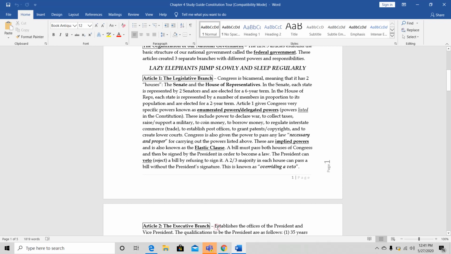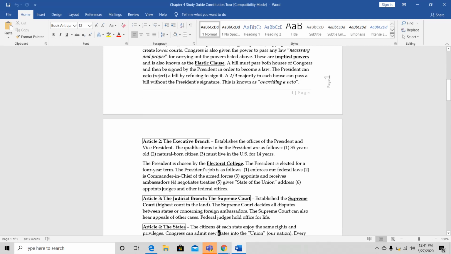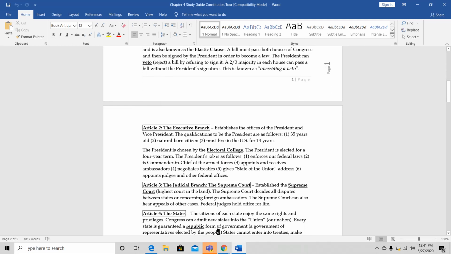All right, guys. So right here, Article 2 is the executive branch. And the word that we want you guys to associate with this is elephants. So right now we started off with lazy, then we have elephants right here. Again, executive branch. So right here, this establishes the office of the president and the vice president. The qualifications to be president are you have to be 35 years old, you have to be born in the United States, and you have to have lived here for 14 years.